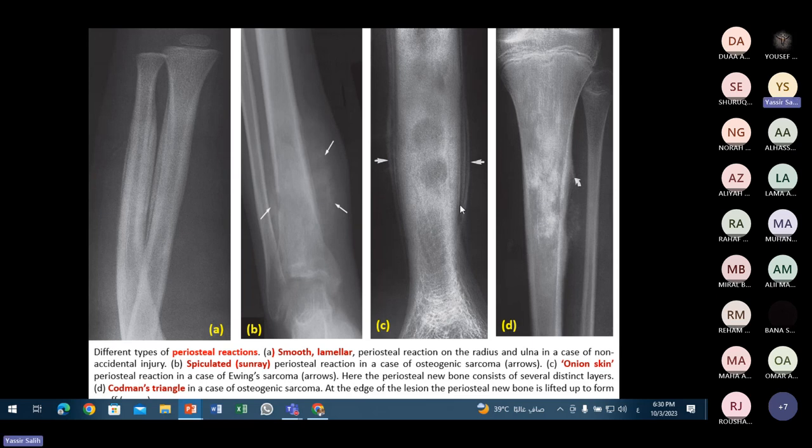Also, this reaction has many layers. You have a first layer, a second layer, and this is called onion skin periosteal reaction, which is seen frequently in patients with Ewing sarcoma. It resembles the smooth lamellar periosteal reaction, but this one has more layers. So onion skin periosteal reaction is commonly seen in Ewing sarcoma.